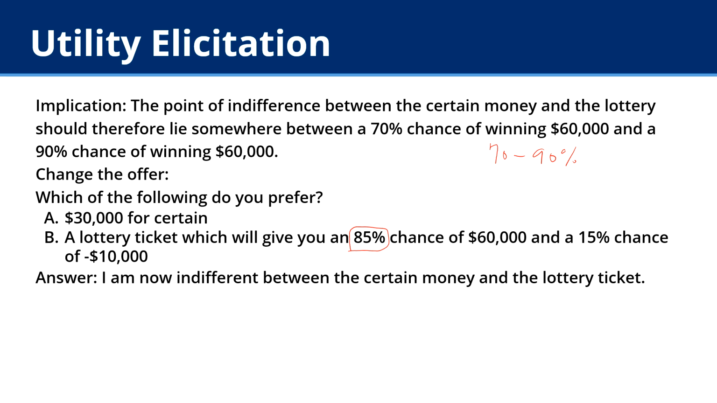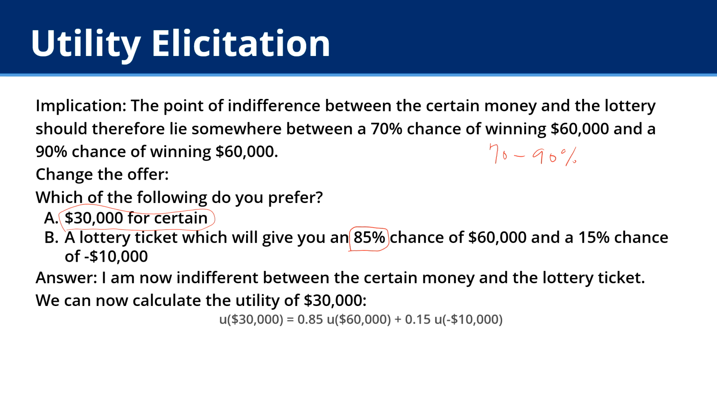So now the decision maker has revealed something that we can use to build the utility function. The utility of this $30,000 guarantee, we actually know what this is now. Using that 30,000, we can now calculate the utility of 30,000 for this decision maker, the utility as a function of dollar amount. So $30,000 in this case is a combination of an 85% chance of winning $60,000 and a 15% chance of losing 10,000.